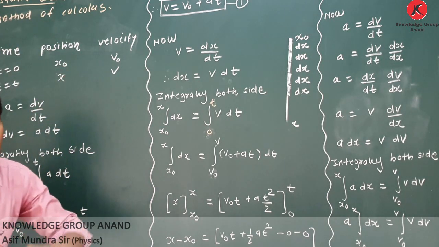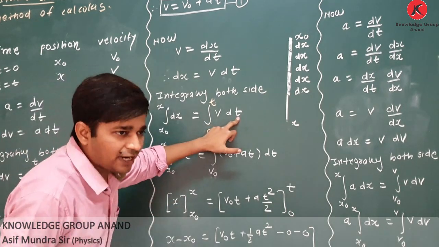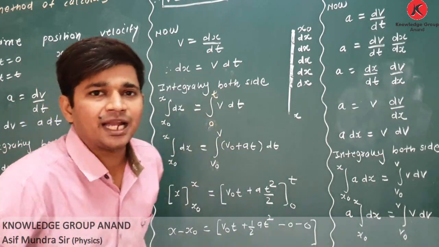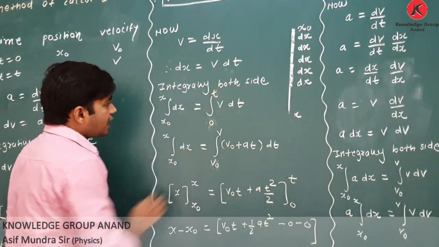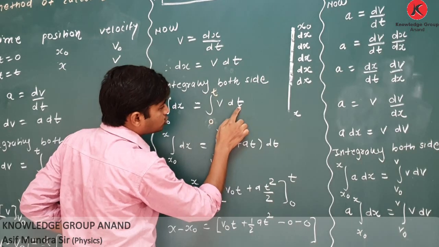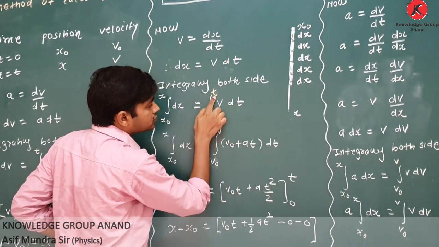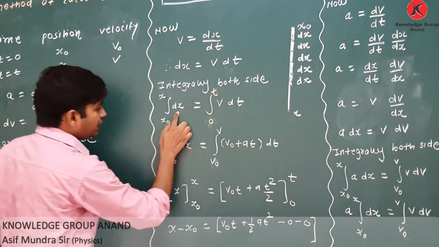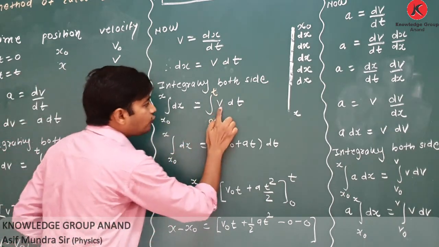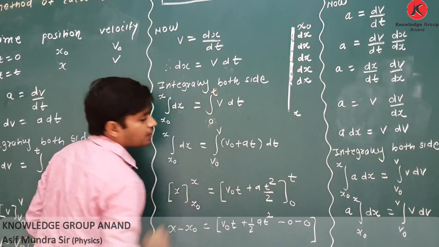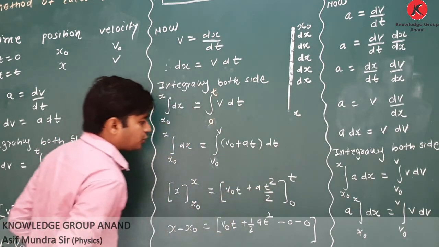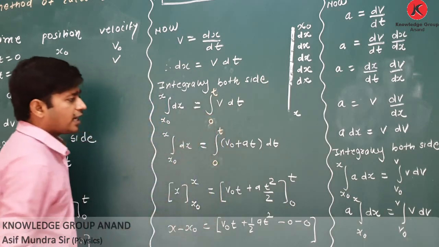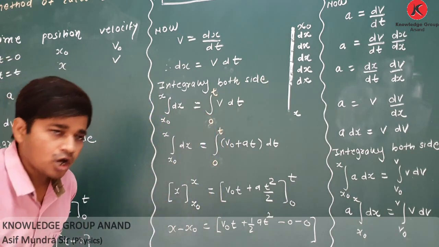You have to put the limit of the variable with respect to which you are integrating. Here integration is with respect to time, so you have to put the limit of time, 0 to t. Clear? Now, integration dx as it is. Put the value of v. v is equal to v0 plus at. Integration is with respect to t, so you have to put the limit of time, that is from 0 to t. Any doubt?